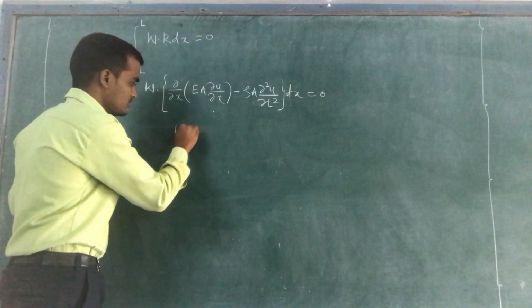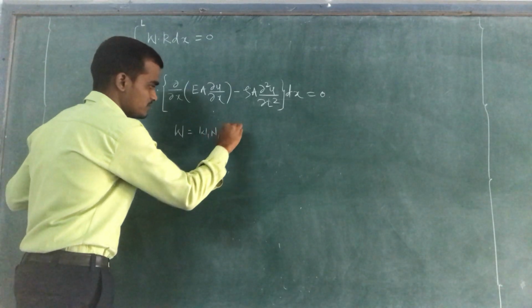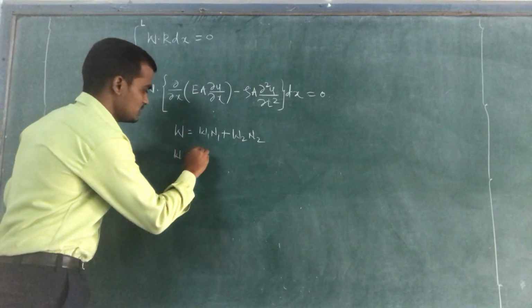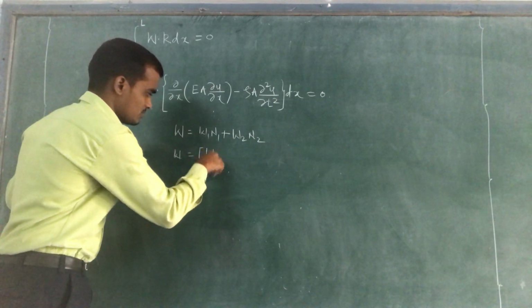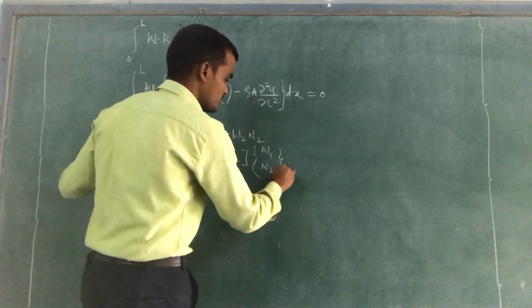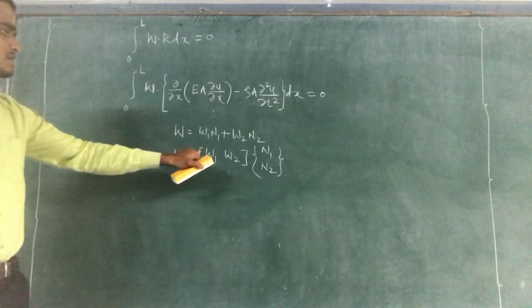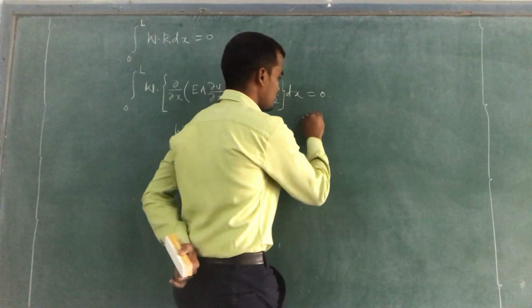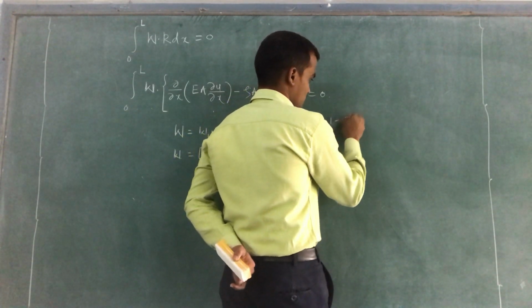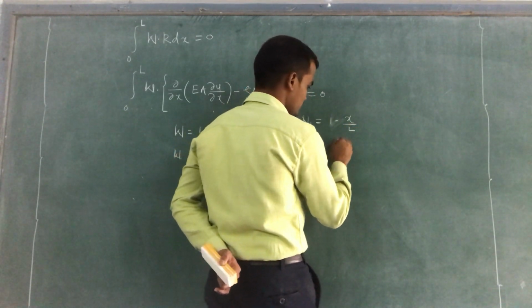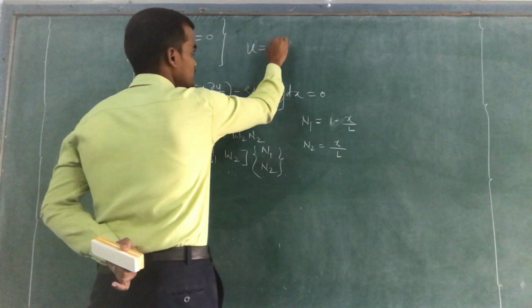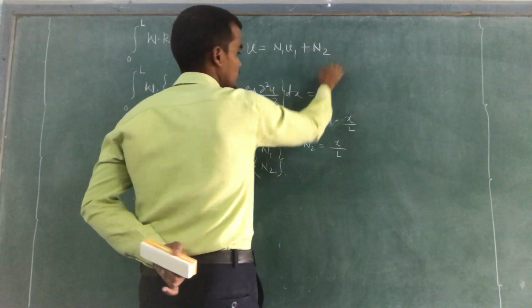So W is given by W1 N1 plus W2 N2. You can write this weighted function as W1 N1 plus W2 N2, where N1 and N2 are similar to the previous case: N1 is equal to 1 minus x by L and N2 is equal to x by L. Similarly, the displacement function is given by u equal to N1 u1 plus N2 u2.